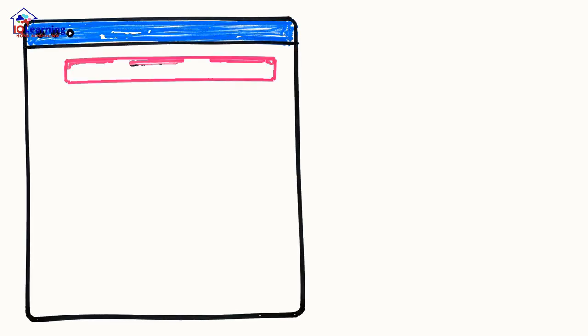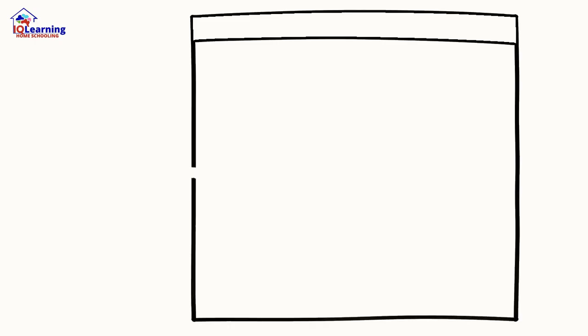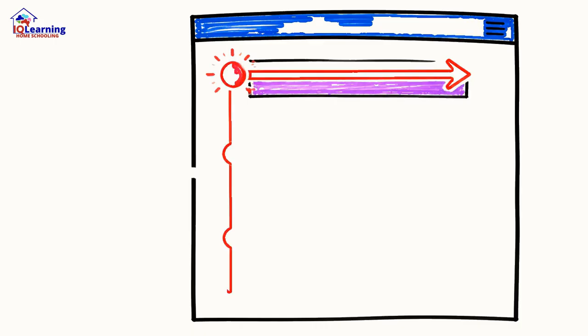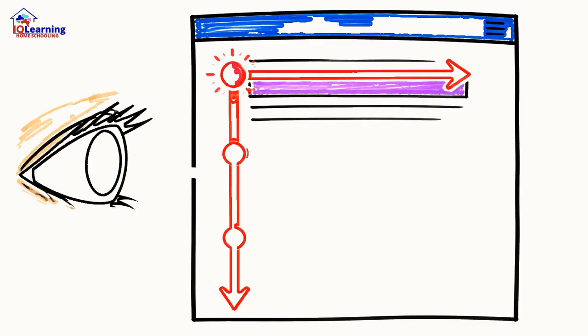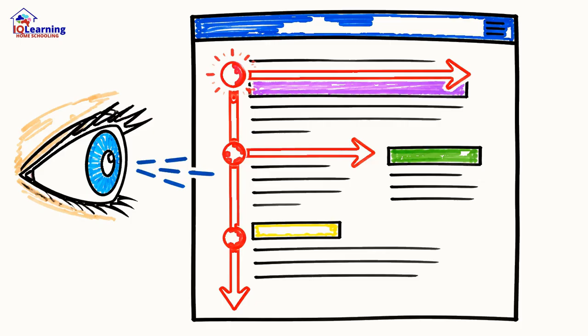We don't read on the internet. Not really. We scan. Eye tracking studies reveal a surprisingly consistent behavior, the F pattern. We read the first line or two, then our eyes drop down the left side of the page, occasionally darting across to catch a subheading. It's a hunt for information.